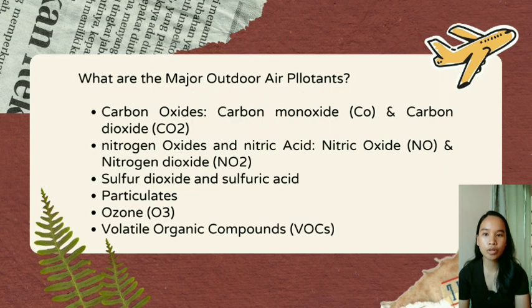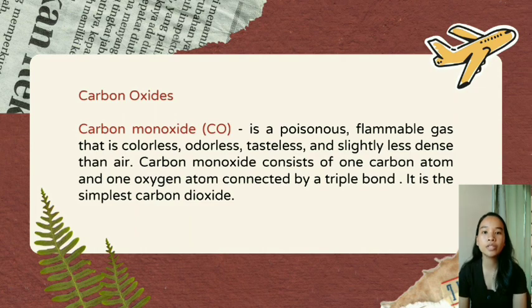So what are the major outdoor air pollutants? The major outdoor air pollutants are carbon oxides, nitrogen oxides and nitric acid, sulfur dioxide and sulfuric acid, particulates, ozone, and the volatile organic compounds, or the VOCs. And now let us first discuss the carbon oxides.